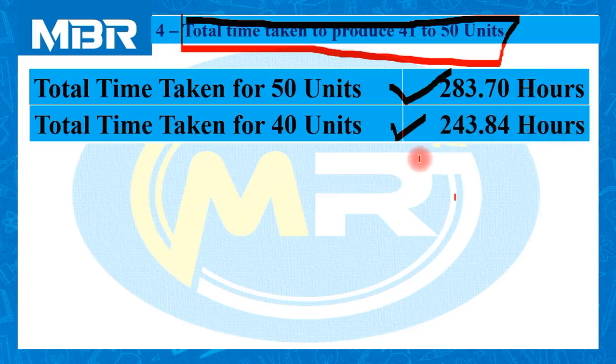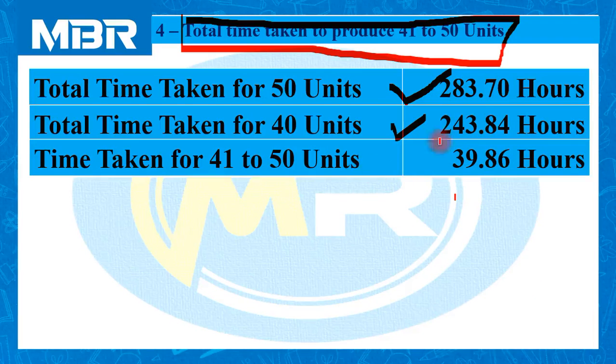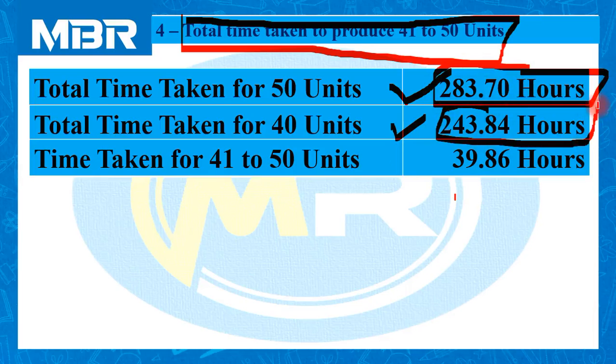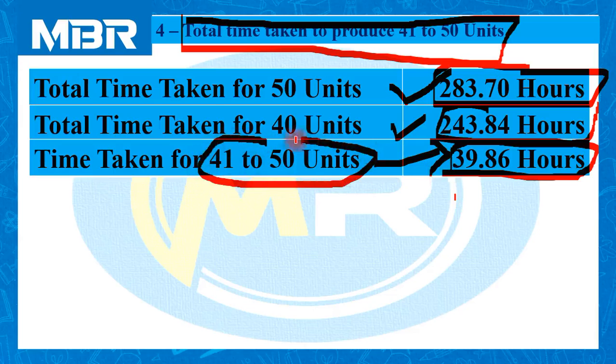And the difference of these two items, total time taken for 50 units, 283.7 hours, and total time taken for 40 units, 243.84, results in 39.86 hours, and these 39.86 hours are referred to as the time taken to produce 41 to 50 units of the production.